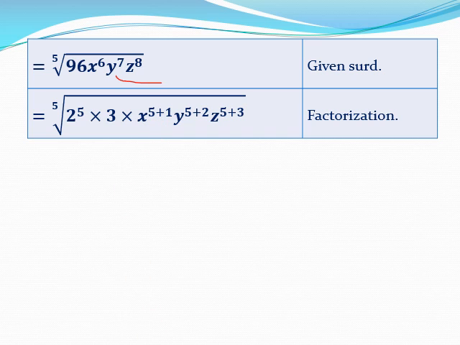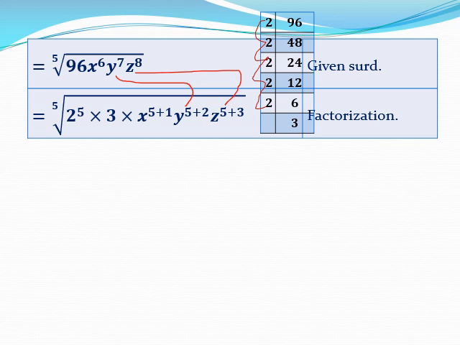And y raised to power 7 can be written as y raised to power 5 plus 2, as 5 plus 2 is 7. So z raised to power 8 can be written as z raised to power 5 plus 3. And the factors of 96, you can see here, are 2, 2, 2, 2, 2 and 3. So factors of 96 are 2 raised to power 5 and 3.